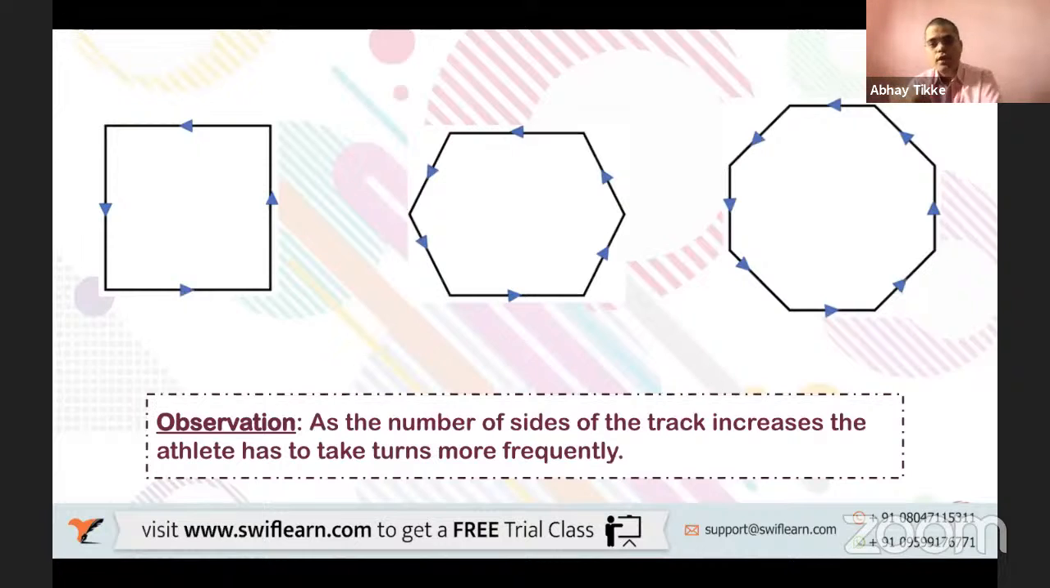So these three examples are together. I'm placing them together. The first case we discussed was the rectangle. The second case we discussed was the hexagon.